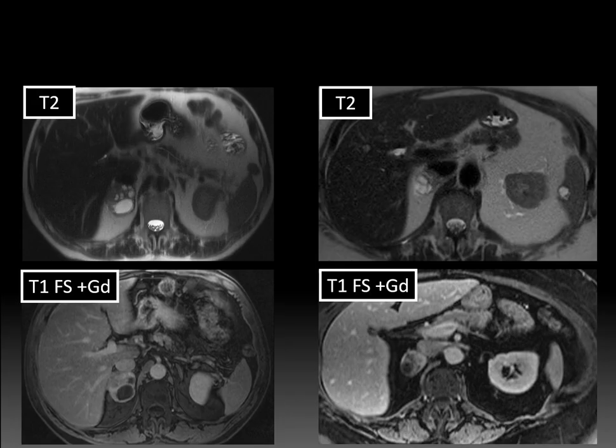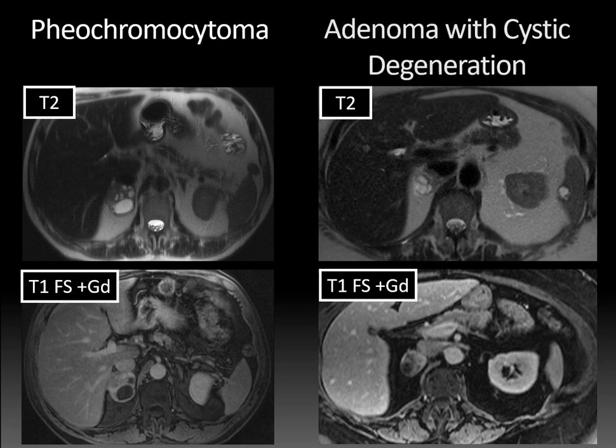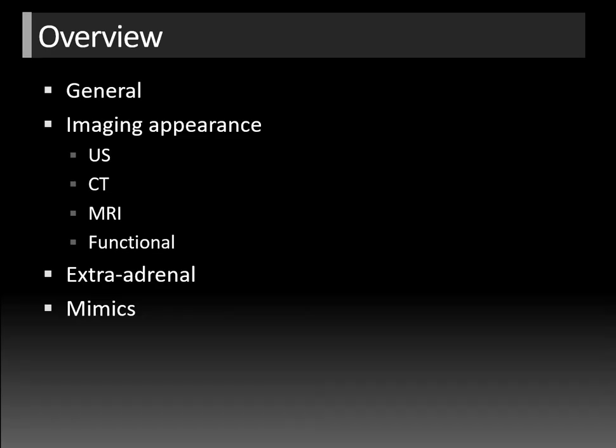And just to further bring home the point that imaging cannot really distinguish pheochromocytoma from other tumors, these are two of the cases I've already showed you. One of them is a pheochromocytoma and the other one is a cystic adenoma with degeneration. And you can see that they're extremely similar in appearance on both T2 and post-contrast imaging. And this was the pheochromocytoma, this was the adenoma with cystic degeneration. Again, one had an abnormal biochemical profile indicating pheochromocytoma, whereas the other did not. And that concludes imaging of pheochromocytoma.